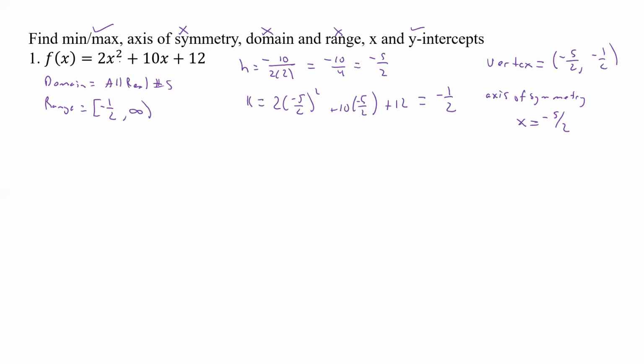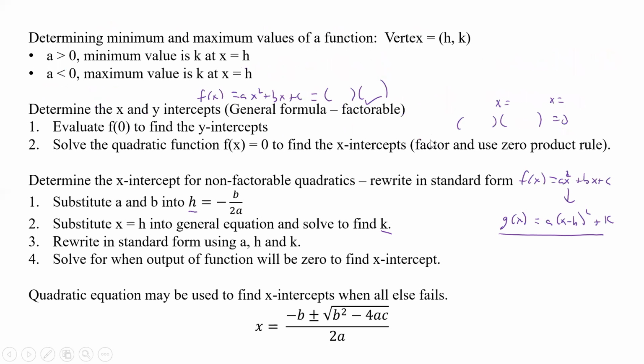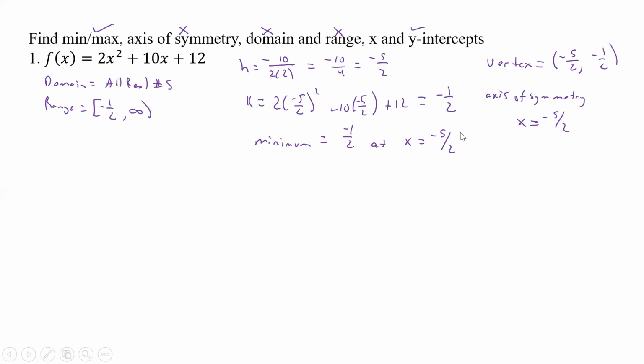So what do we have here? This is going to be opening up, so we have a minimum. And so what is our minimum? Our minimum is equal to our k value, negative 1/2. And that's at x equals negative 5 halves, because we kind of have to label it as the minimum of negative 1/2 at the x value, and we see that over here. So we get the minimum value is k at x equals h, and so we kind of have to write that whole thing out to show where it's at.